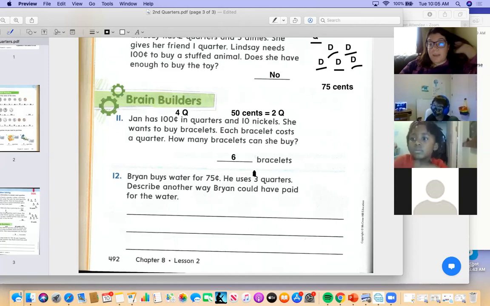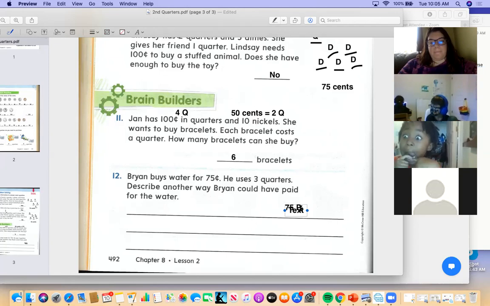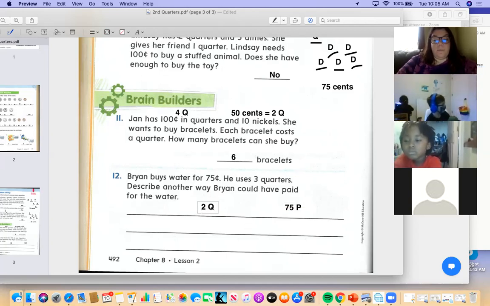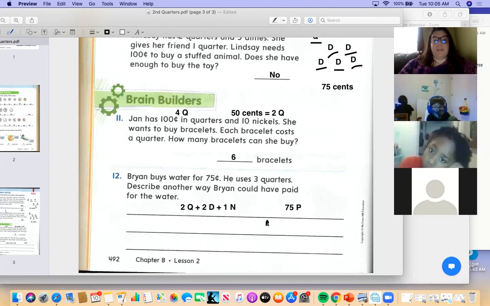All right. So what's, I'm sorry, Lucian, what's another way we can make 75 cents? 75 pennies, right? That's right. 75 pennies. What's another way? He could do two quarters plus two dimes plus a nickel. So there's all kinds of different combinations that you can make if you were to do on your paper. But yes, you could do 75 pennies. You could do 70 pennies and a nickel. There's all kinds of ways.